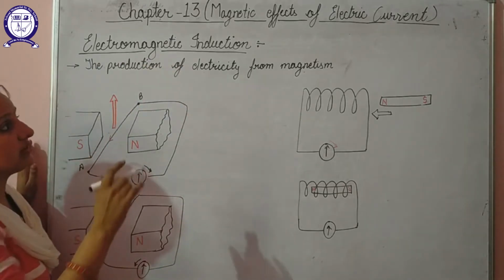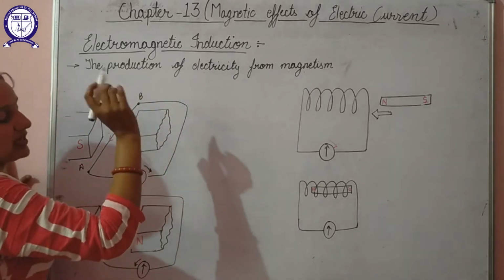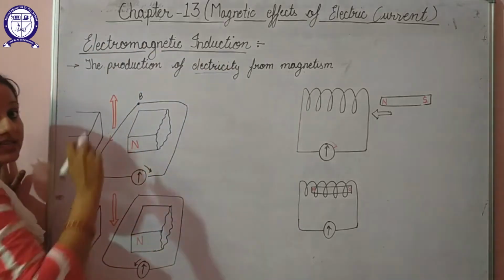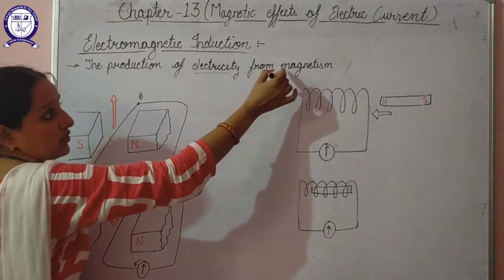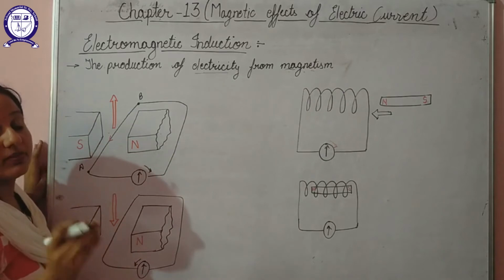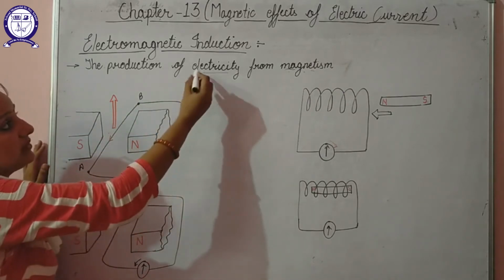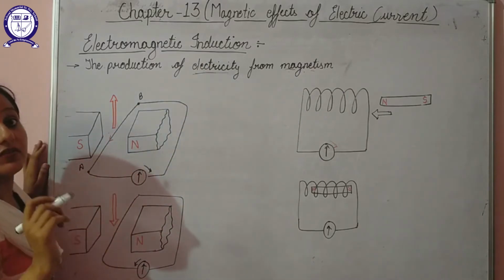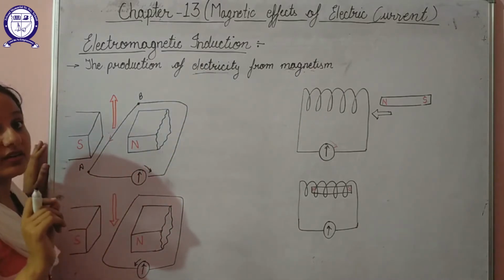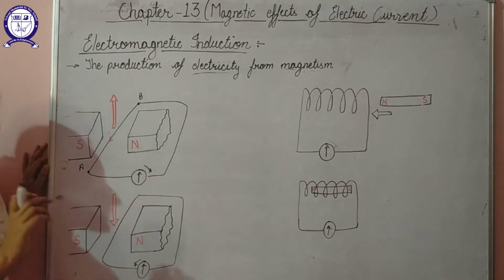But this phenomenon is totally the reverse of that. Here we will generate electricity in a conductor with the help of magnetism. That means by changing the magnetic field or by changing the magnetic flux across a conductor, we will produce electric current in a conductor. So this particular phenomenon is known as electromagnetic induction.